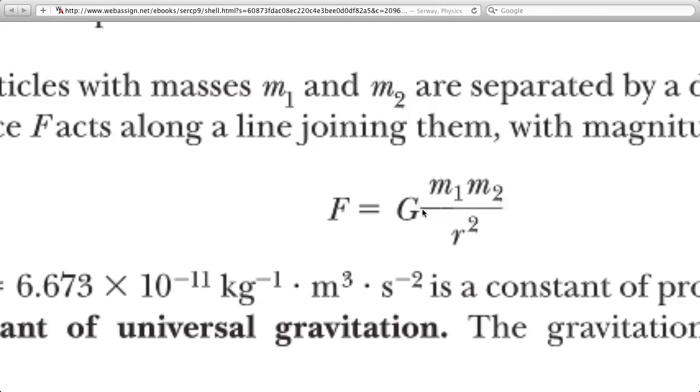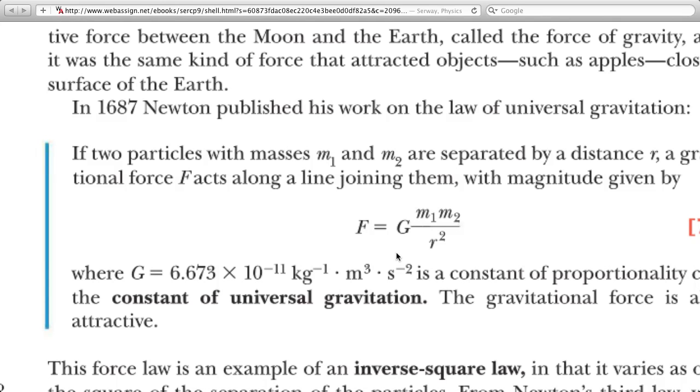And the proportionality constant is this number, big G, which happens to be 6.673 times 10 to the minus 11. And the units that make it correct are meters cubed per kilogram second squared.